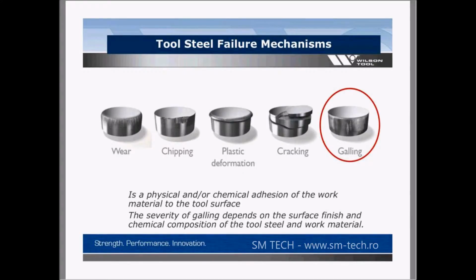Galling itself, obviously, is a material adhesion of the work material to the surface. So your work area is sticking on the punch or the die land, and the severity of that galling does depend on the surface finish of your punch and your die, and the chemical composition of the tool steel and the work material. Your aluminums and your galvanized obviously will want to stick a little more than your harder work materials will. Softer materials, well aware that they don't have a good surface finish or a hard surface finish on your punch, you will pick up some more adhesion.